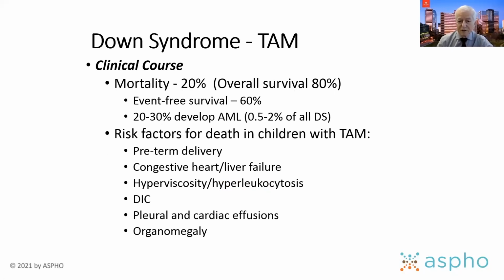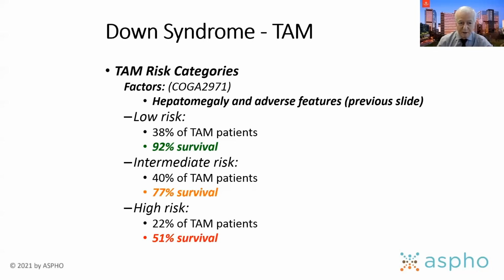So what are the risk factors for death in these TAM patients? Premature delivery, congestive heart failure, liver failure, hyperviscosity and hyperleukocytosis, DIC, pleural and cardiac effusions, and massive organomegaly lead to the death in these patients.